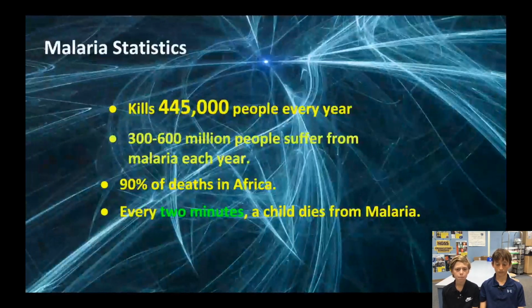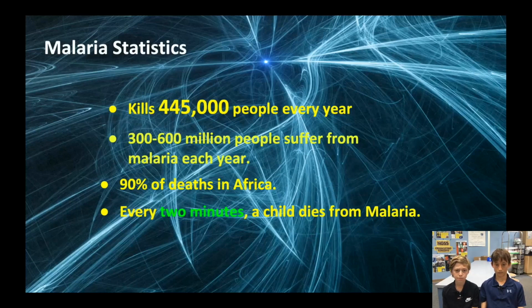So, why do we care about malaria? We care about this harsh disease because this disease kills about 445,000 people a year. That's about the size of Atlanta. 300 to 600 million people suffer from this disease each year. 90% of these deaths occur in Africa, but the biggest scare about this harsh disease is that every 2 minutes a child dies of malaria.